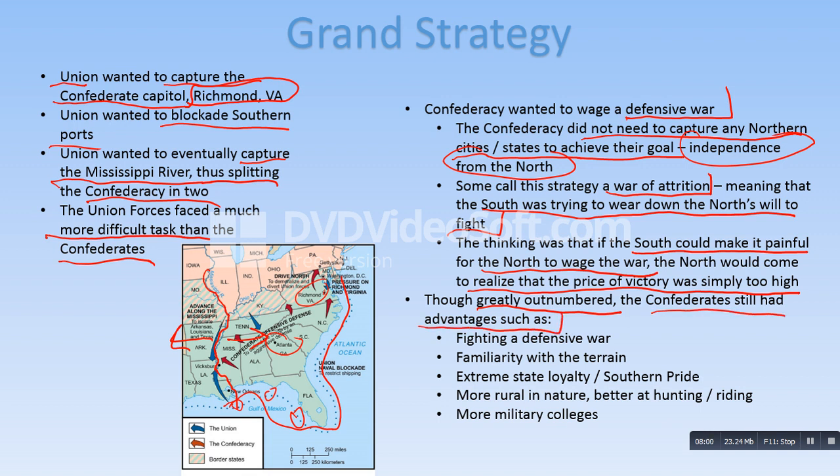Extreme loyalty, Southern pride, the sense of how great it is to be Southern, more rural in nature, so perhaps better at hunting, horseback riding. Now that's not everyone, of course. Obviously, there's outside and farming and nature like that in the North, but the lifestyle was more rural in general. And believe it or not, obviously a lot more military colleges. You have the VMI, the Virginia Military Institute, the Citadel. Now, it's true that Annapolis is in Maryland, which is a border state, and West Point is in New York, but smaller, probably less familiar military colleges were more popular in the South.